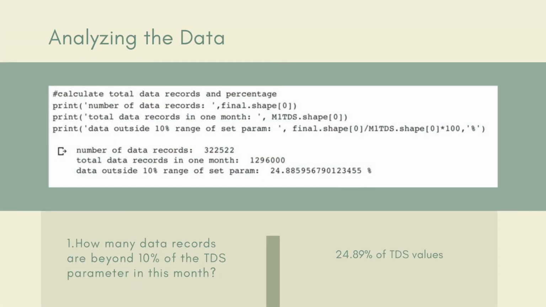Alright, to answer the initial question, over the course of a month, how many times does a type of sensor data deviate from the parameter set by, for example, 10%? We can count the number of data records beyond 10% of the TDS parameter in this month. It is 322,522, nice number, which is 24.89% of the TDS values.